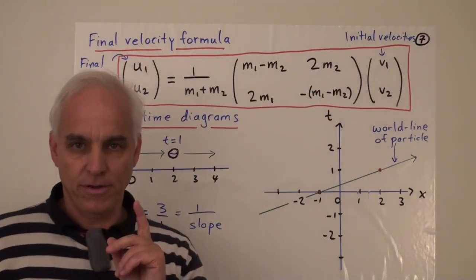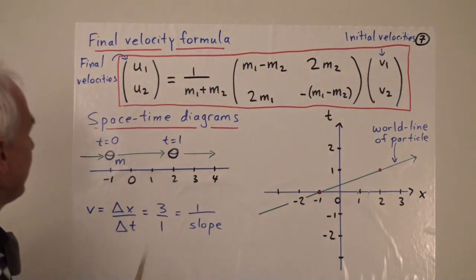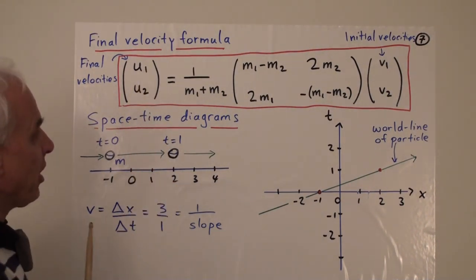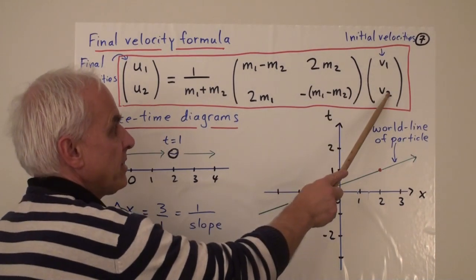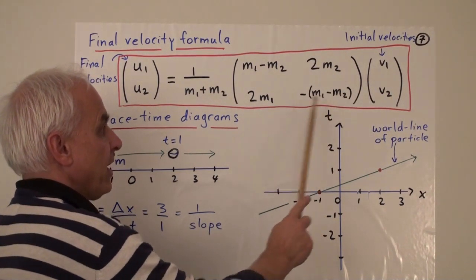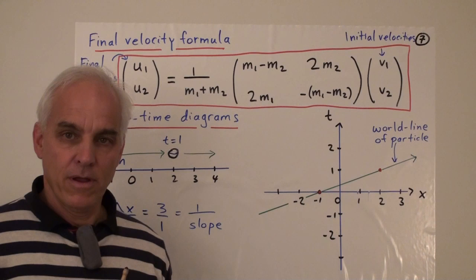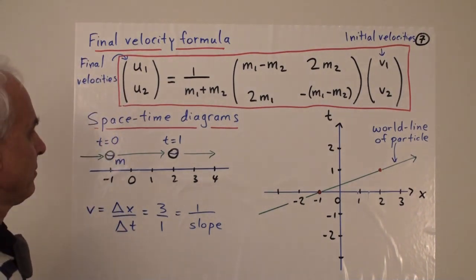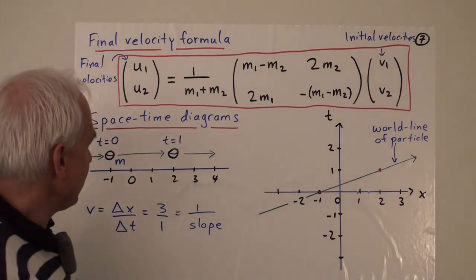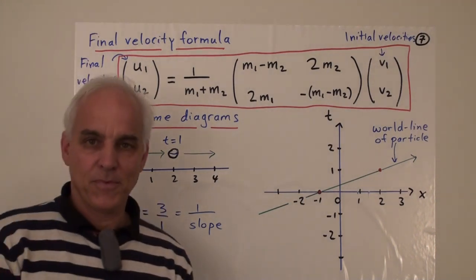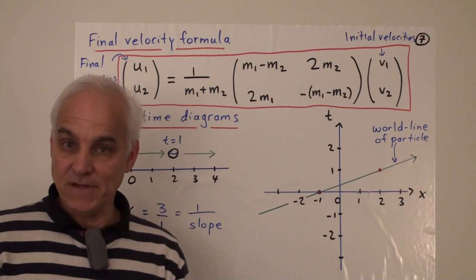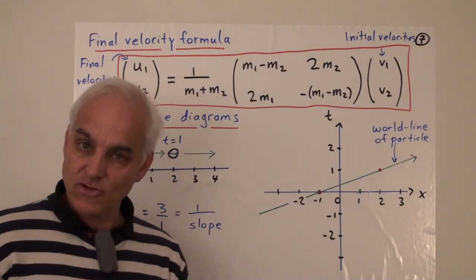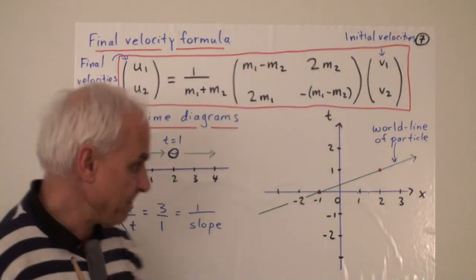Okay, so let's record this nice formula, this final velocity formula that tells us what the final velocities are in terms of the initial velocities and a matrix that's coming from the two masses, m1 and m2. And now I want to introduce a space-time diagram. It's going to be very important for us in physics, but it's already here in this relatively simple situation, instructive and useful, as we'll shortly see.